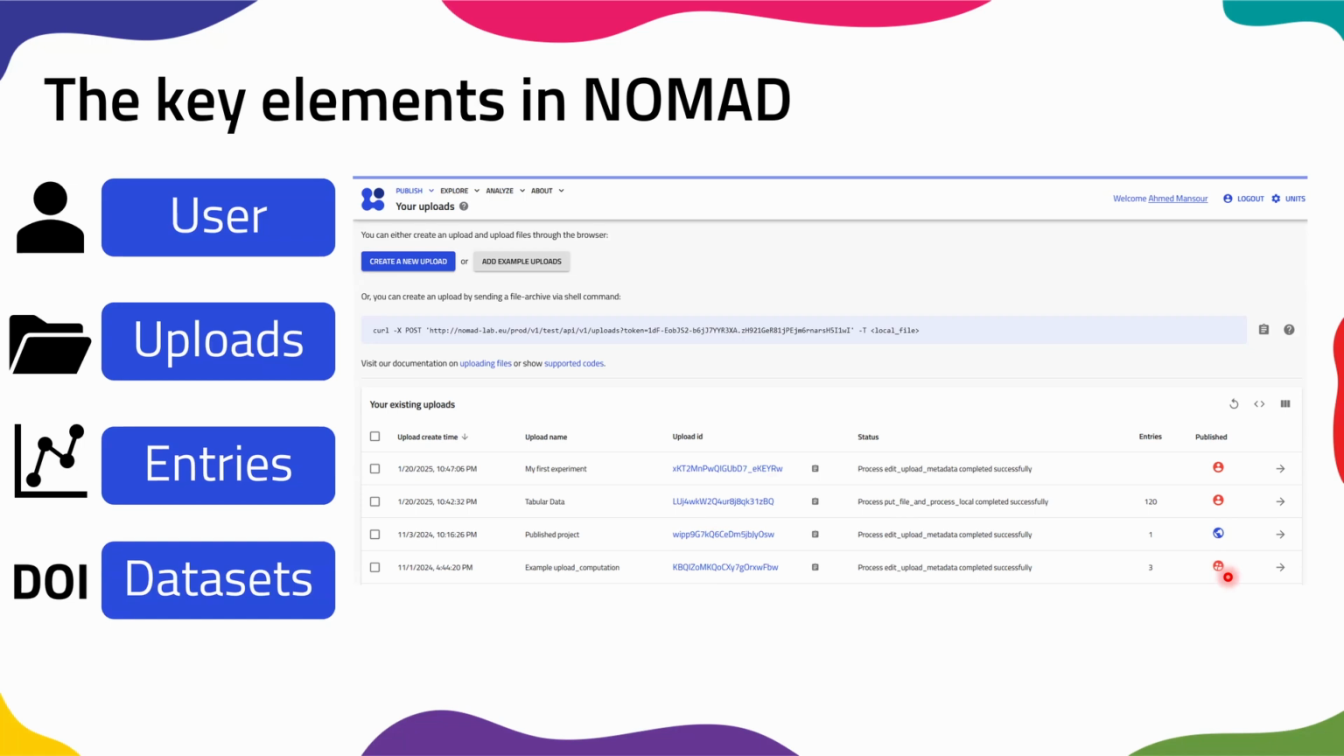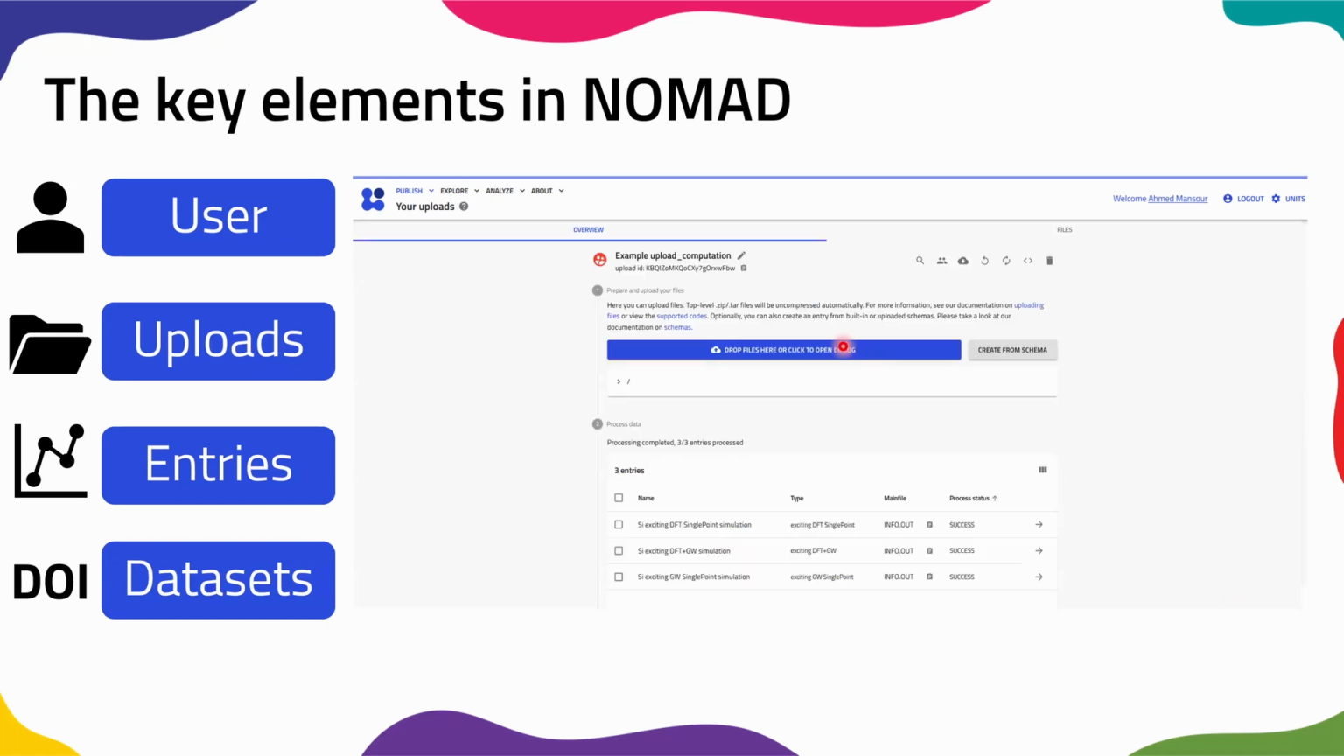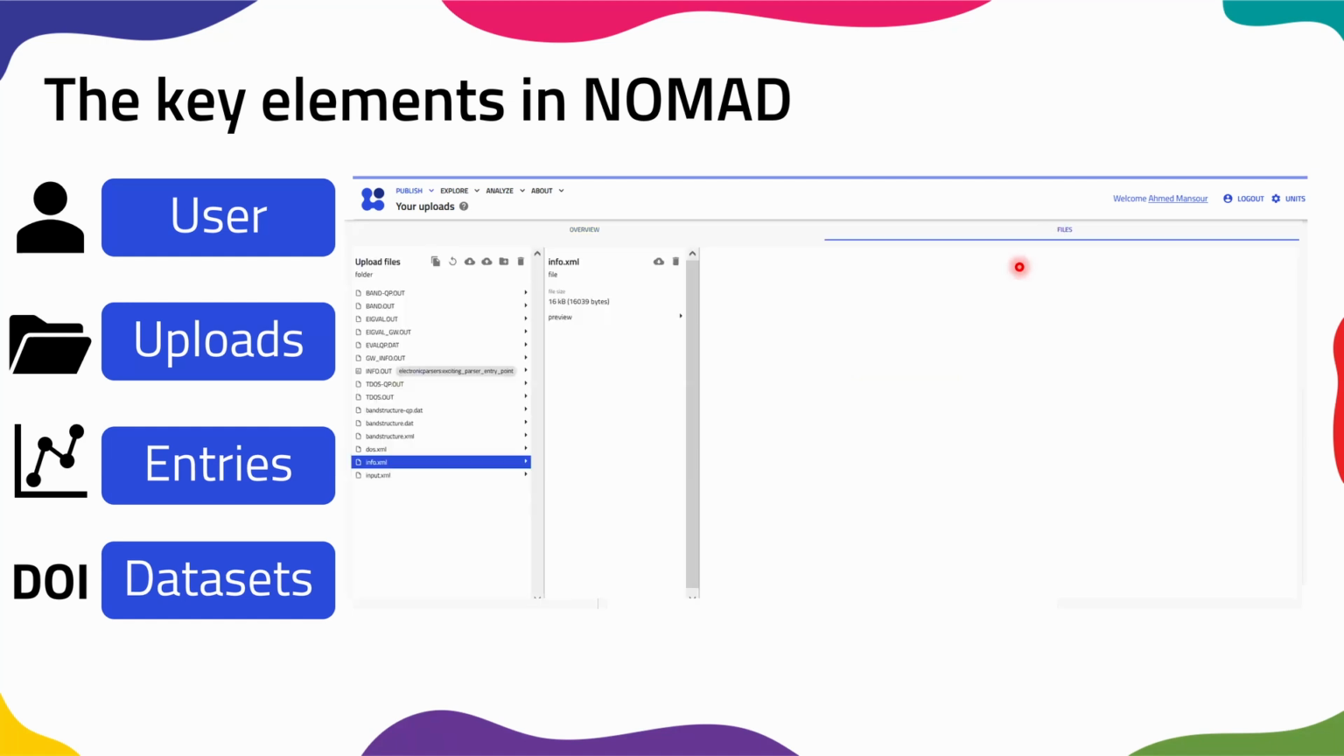Then within each upload, if you go in, you can drop files or add additional content to this upload. And the files that get processed by NOMAD, that means they get parsed and structured, will create entries. As you can see, for example, here we have three entries in this upload. Uploads can also contain other files that are not processed by NOMAD, and you can view them by clicking on the Files tab here. Then you can see all the contents available in your upload.